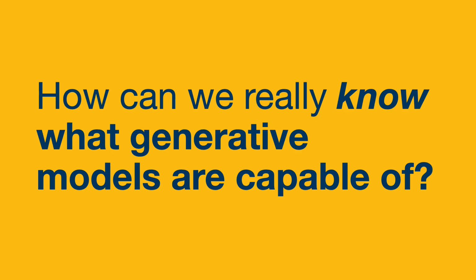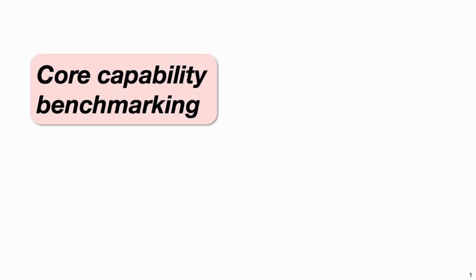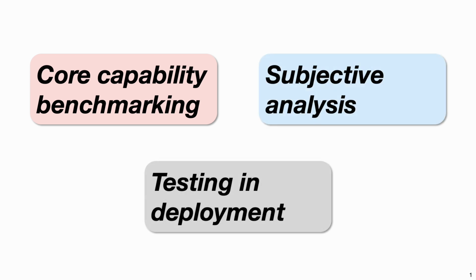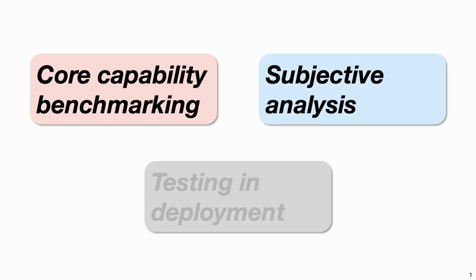The fundamental question that evaluation research seeks to answer is this: how can we really know what generative models are capable of? There are three prevailing approaches to answering this question: core capability benchmarking, subjective analysis, and deployment time testing. In my work, I mainly address the first two because those are the things that academics are equipped to approach.